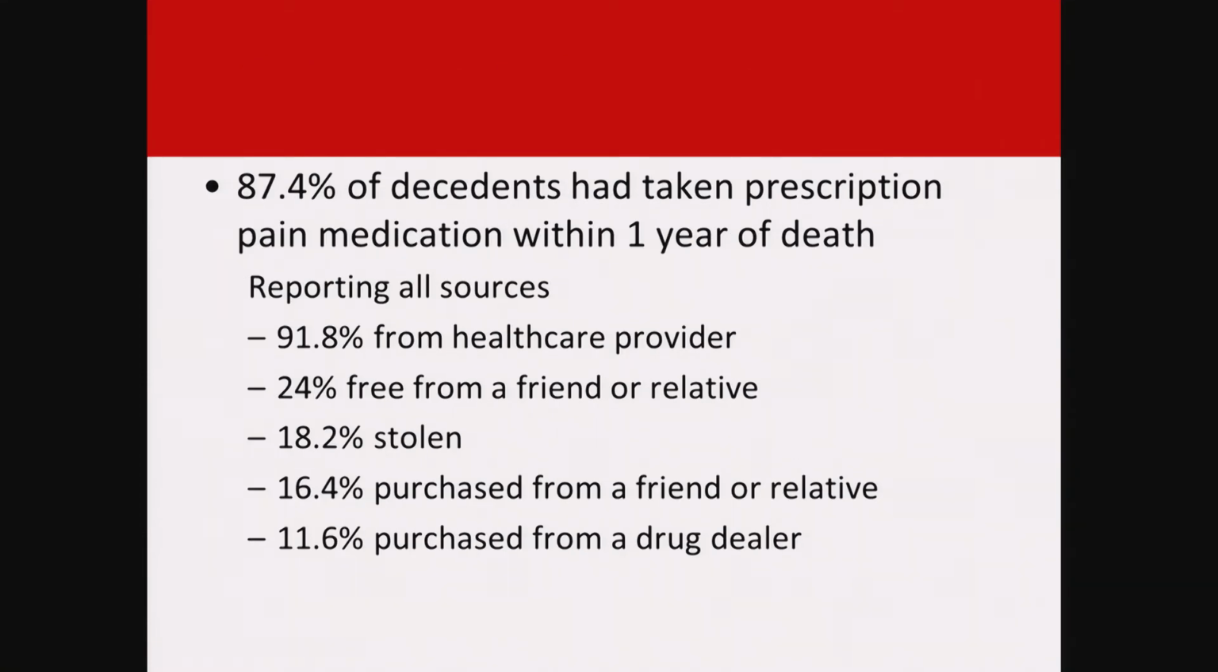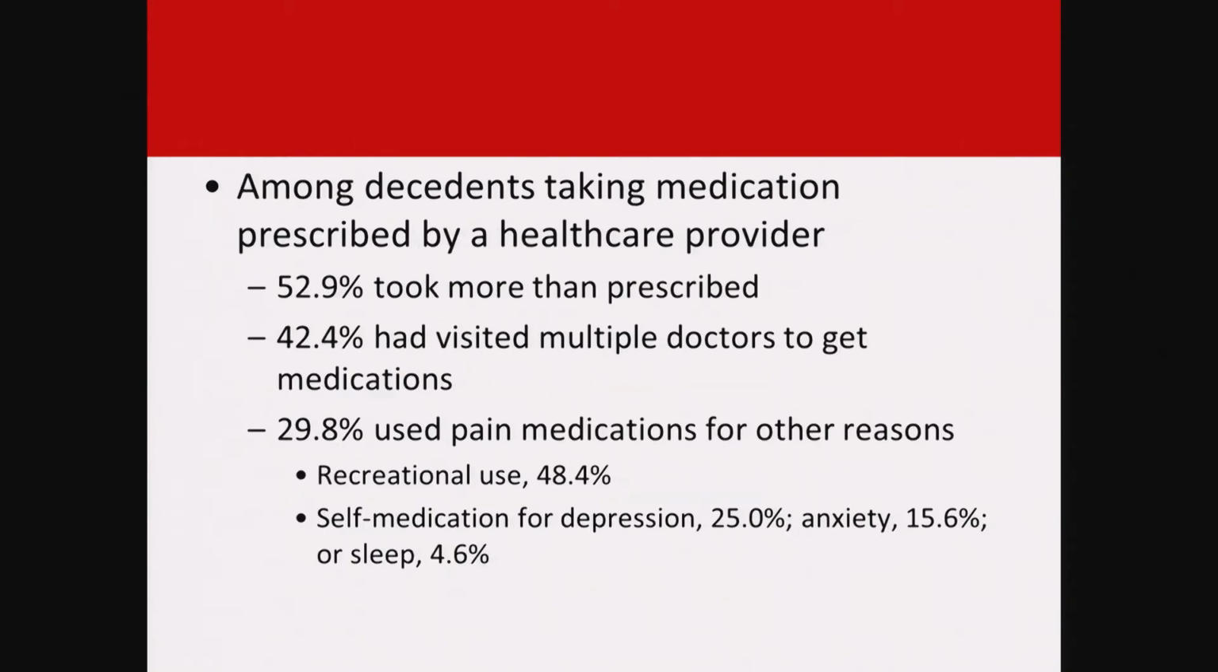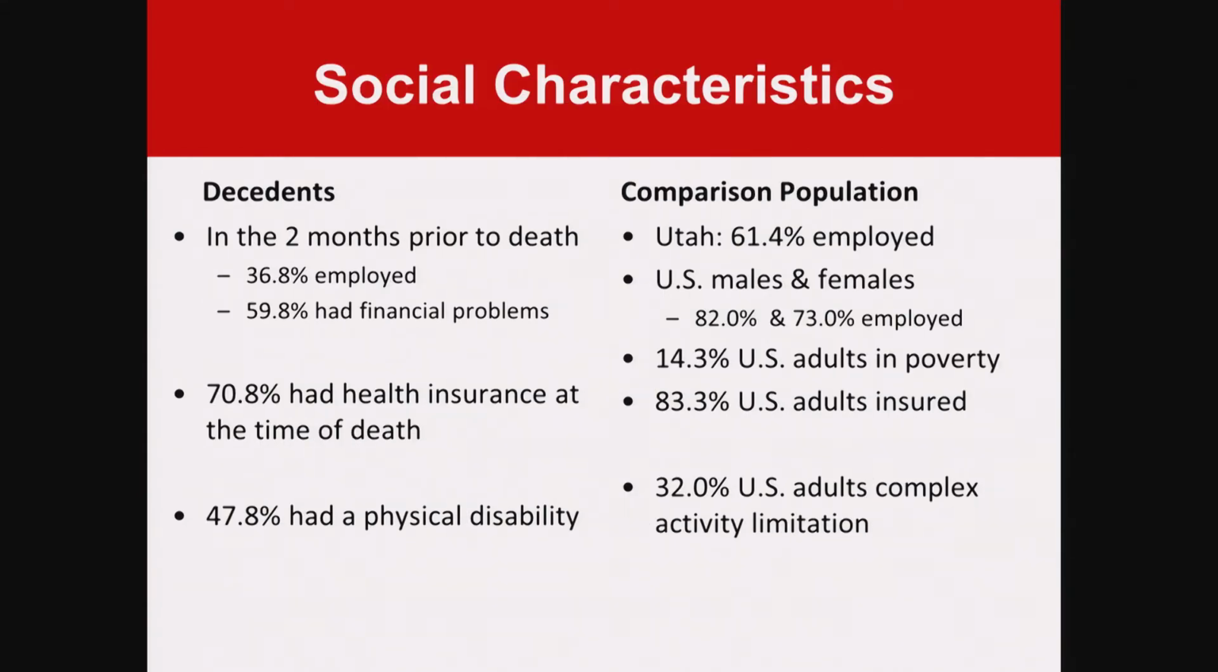We found that 87.4% of decedents had taken prescription pain medication within 1 year of death, and these medications were mostly acquired from a healthcare provider or from a friend or relative for free. And among those using prescribed medication, more than half were reported by their next of kin to be taking more than prescribed, and many had visited multiple providers in order to get their medications. We were also able to see that our overdose decedents were more likely to be unemployed and without health insurance than the general Utah population.